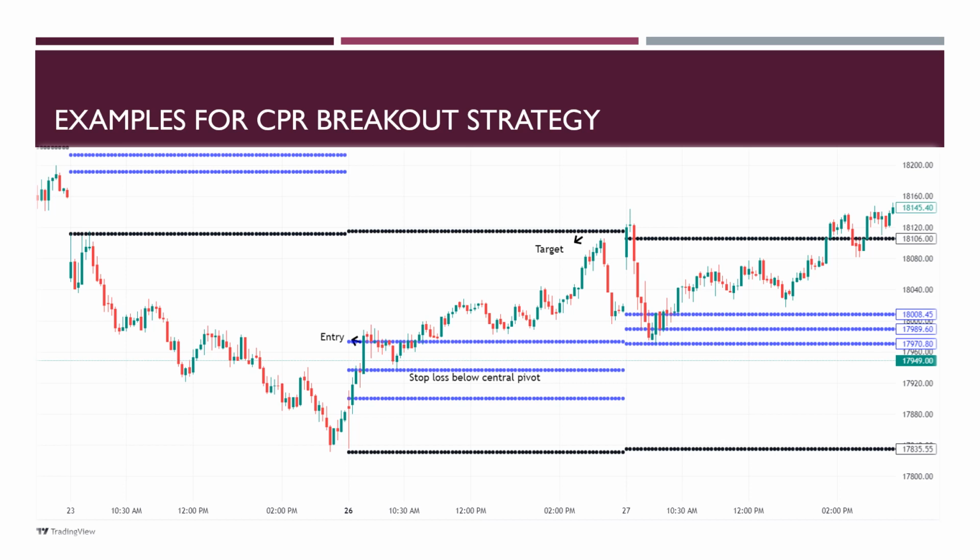Now we can look at some examples for the CPR breakout strategy. Here we can see the fifth candle has broken top CPR, so we can take the first long entry there by keeping stop loss below central pivot and target at previous day high. The second entry is when the market gives a retracement to the previous swing high.